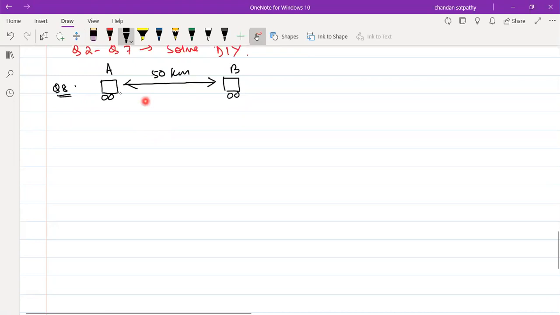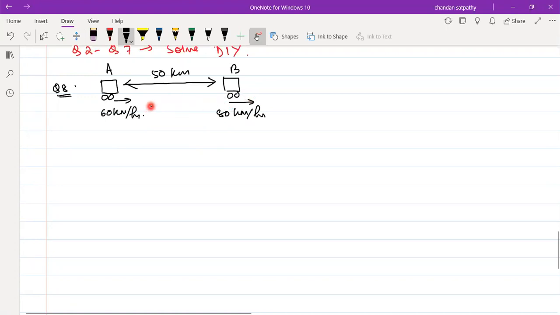Now the car A travels with 60 km per hour, so the speed of car A is 60 km per hour. And car B's speed is 80 km per hour. So you have to find the distance between them after 18 minutes if they move in the same direction. Suppose A and B both move in the same direction.